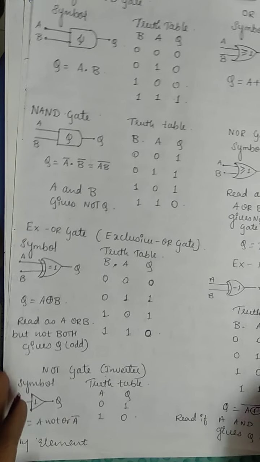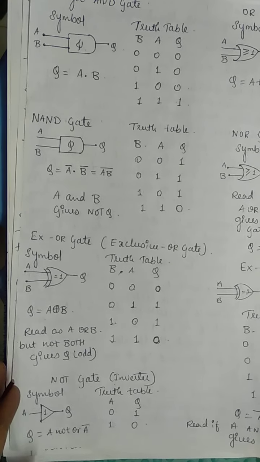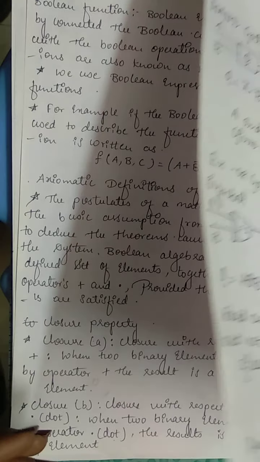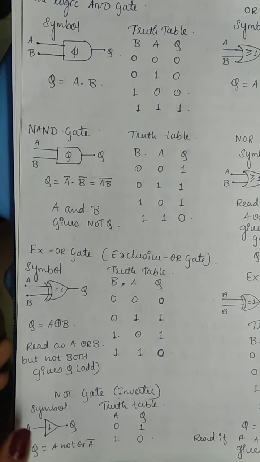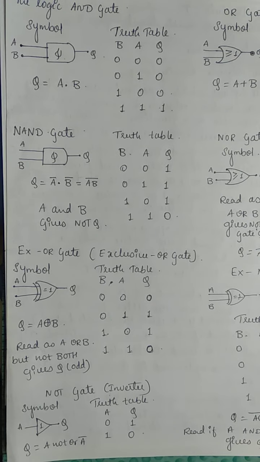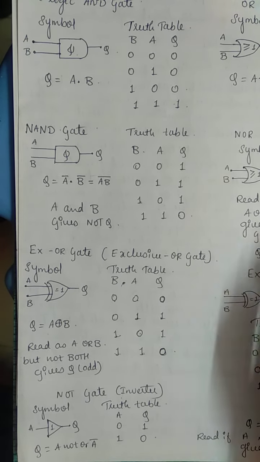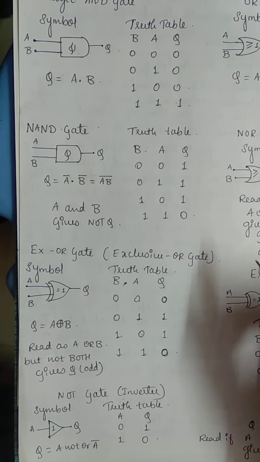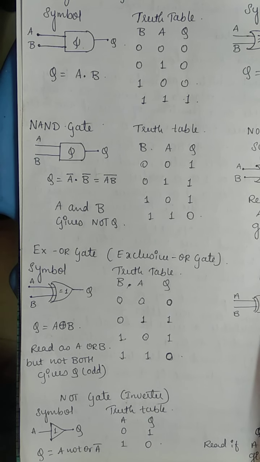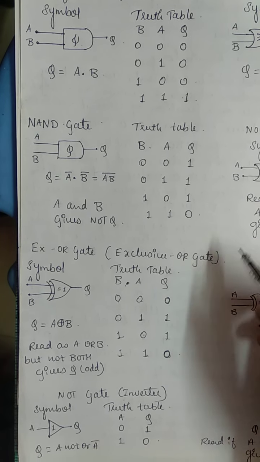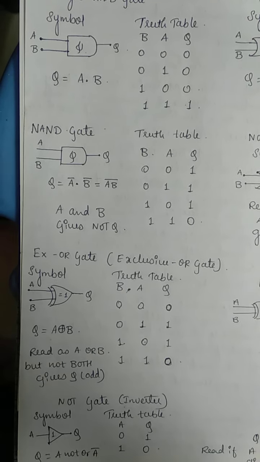In the next session we'll continue with the definition of Boolean algebra, and we'll start with the problems and Boolean theorems. Before we start the problems, we'll see how to convert decimal to binary and hexadecimal. Before we proceed with any problem, we'll see the conversion of decimal to binary.